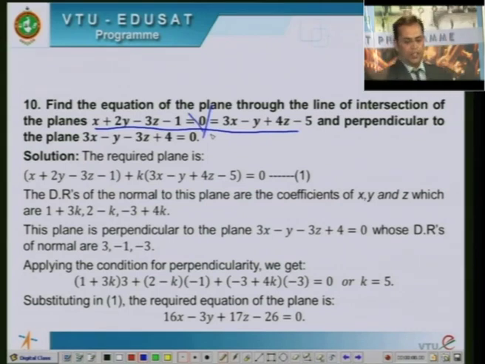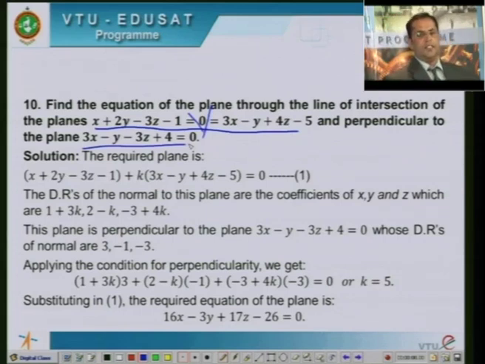Okay. And the plane that is required is perpendicular to the plane 3x minus y minus 3z plus 4 equal to 0. In the last session, we have said that if two planes are perpendicular, the corresponding normals are also perpendicular. So, what we do? Find the normal to the plane of intersection, and the direction ratios of the normal to the second plane, and then apply the condition for perpendicularity. So, let us look into the solution.